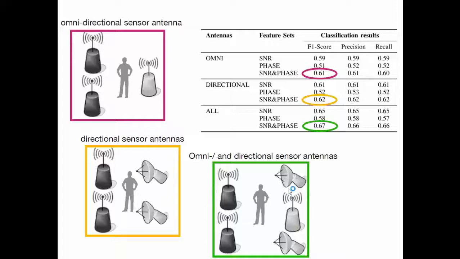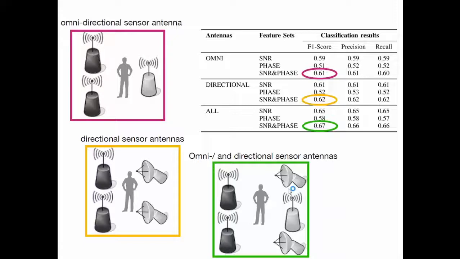By using one omnidirectional sensor antenna, we got an F1 score, which is a balance between the precision and the recall. We got a score of 0.61 with just a single sensor antenna, which is not placed carefully in the room, just on one side of the room, and the emitter antennas on the other side. With carefully placed directional sensor antennas, we nearly achieved the same result. So carefully placed antennas do not give us a significantly better result than a single omnidirectional antenna. This was an interesting result for us.